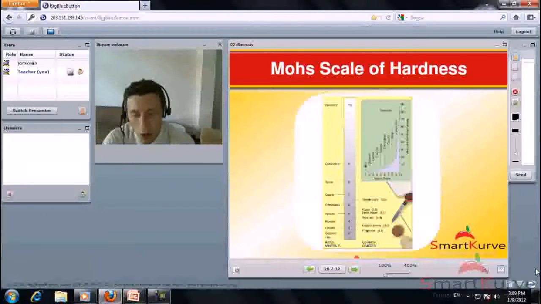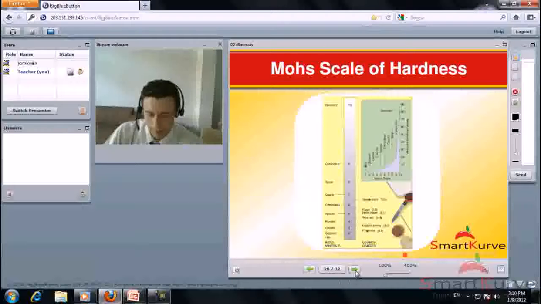Notice we see topaz, which is a gemstone, quartz, which is a mineral, several other minerals going down the side there. On the right side of that scale, you can see common objects like a fingernail or a penny or a knife blade or glass. This can give you an example of how hard these different minerals are compared to everyday objects. For example, you can see quartz is quite stronger than glass, but gypsum is much softer.